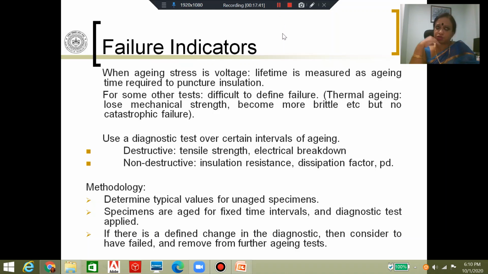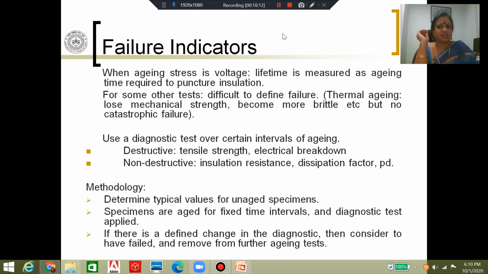So always we don't have breakdown. Breakdown is a failure indicator. You perform a breakdown test and the material breaks down, of course, a breakdown has occurred. But with aging, we are not always looking at such catastrophic failure. So, for example, when you are performing an aging stress with the stress as voltage, lifetime is measured as the aging time required to puncture insulation. That means the time to break down.